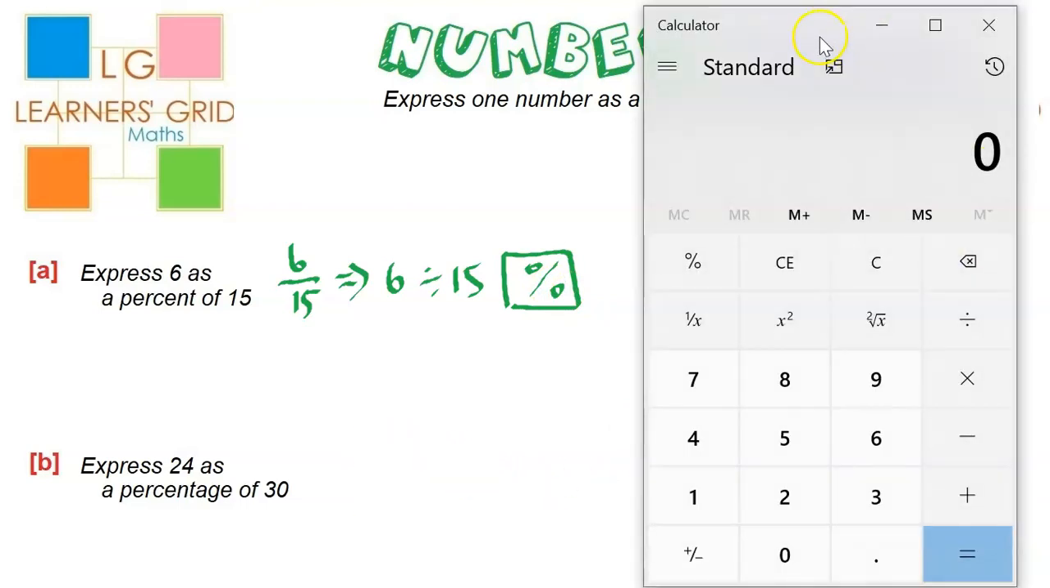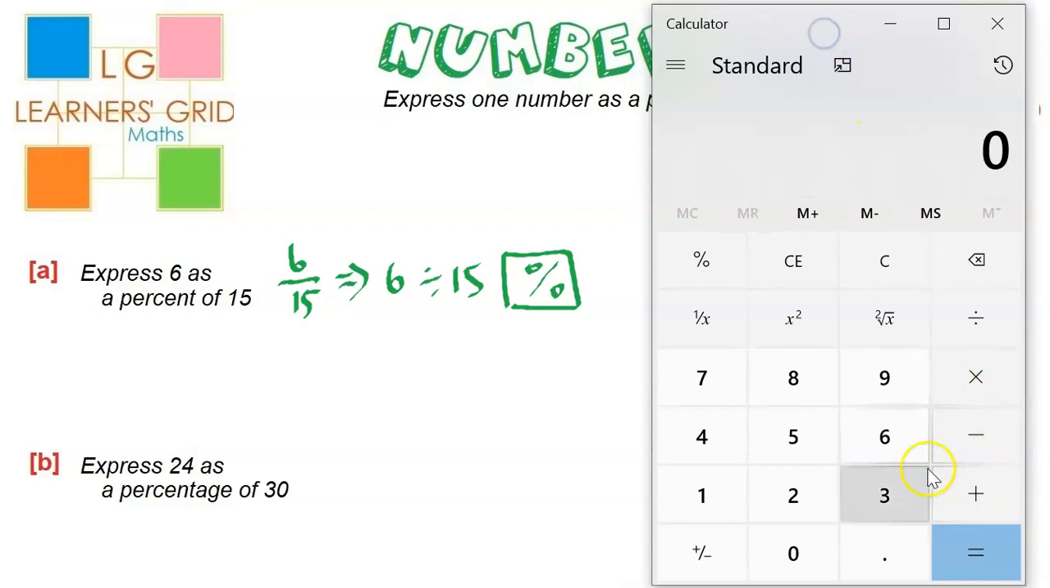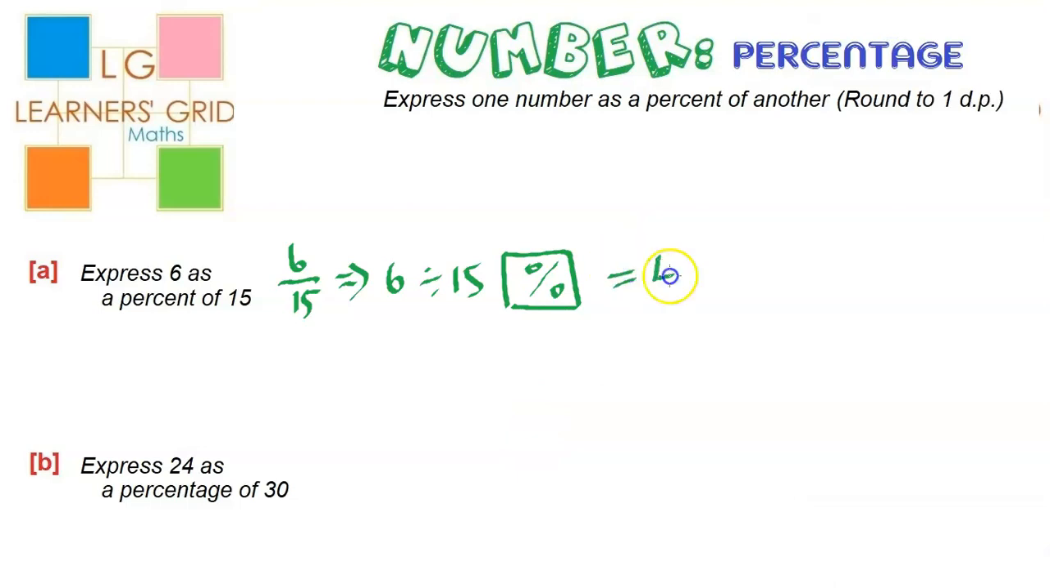Let's get our calculator into the game and type that in. 6 divided by 15, percent button, and push the equals button. And we end up with 40%. And that's how simple that is.